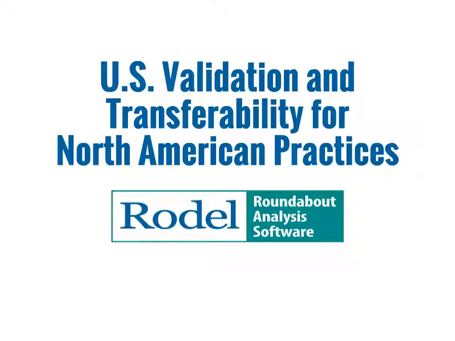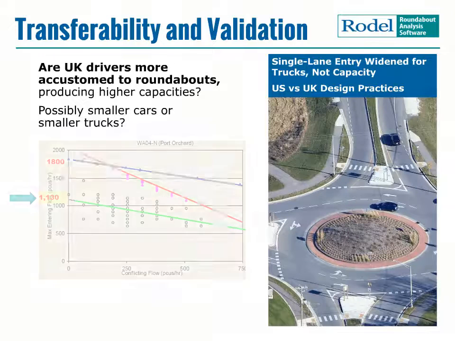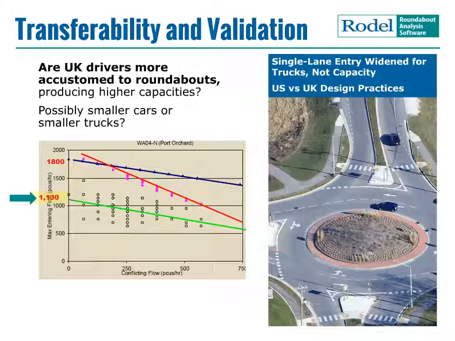Moving to what was reported early on, U.S. researchers reported validation and transferability of North American and UK design practices. UK drivers are accustomed to roundabouts, so they have higher capacities with widened entries, shown by the red arrow here. If you put that into the old DOS-based Rodel, perhaps they have different types of cars, you'd get capacities up at this red dashed line of about 1,800 vehicles per hour, which is slightly true, but around 700 was reported early on.